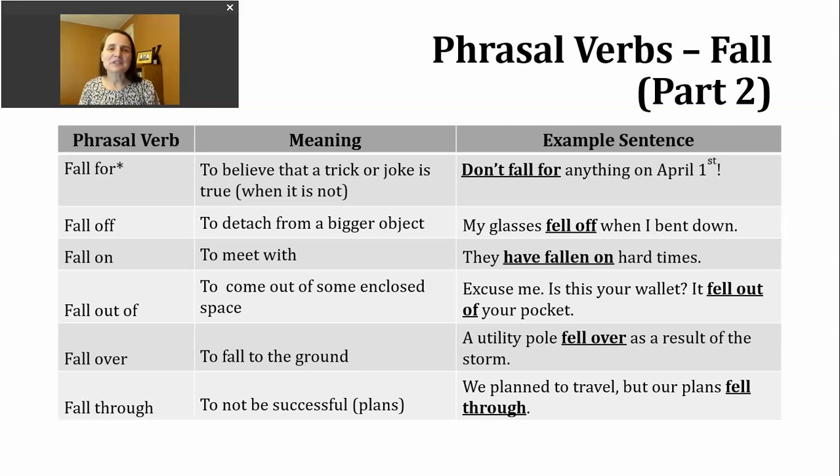The last phrasal verb we're going to take a look at today is fall through. And it means to not be successful. But we're not really talking about a person. We're generally talking about some plans that someone has made. So the plans are not successful. Here's an example sentence. We planned to travel, but our plans fell through.